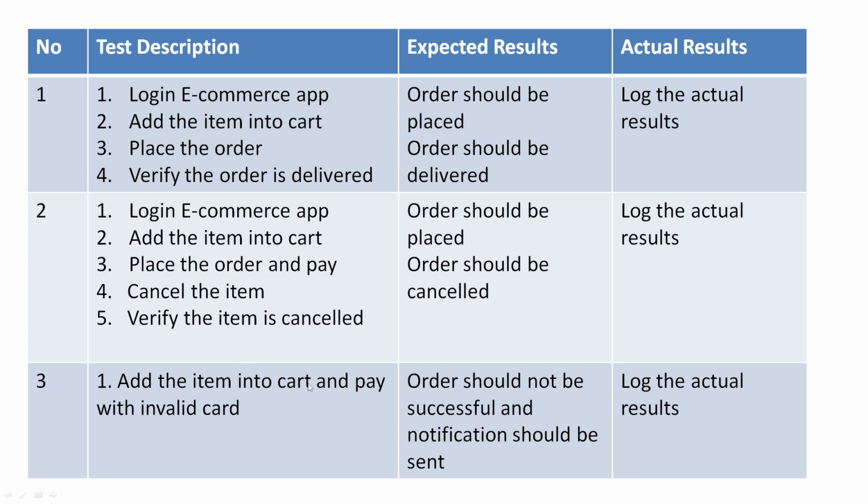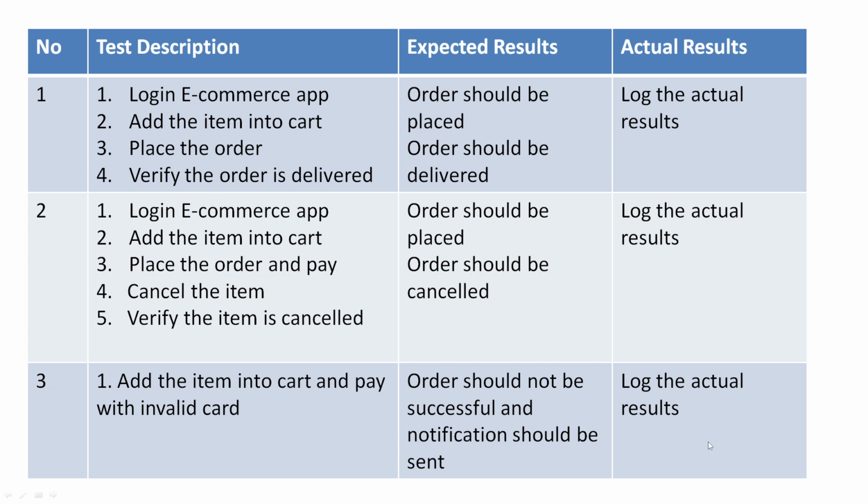Third test case: add the item into the cart, pay with an invalid card. When you pay with an invalid card, what happens? The order will not be successful, and the payment will fail. So a notification will be sent. Now this is how you can derive the test cases.